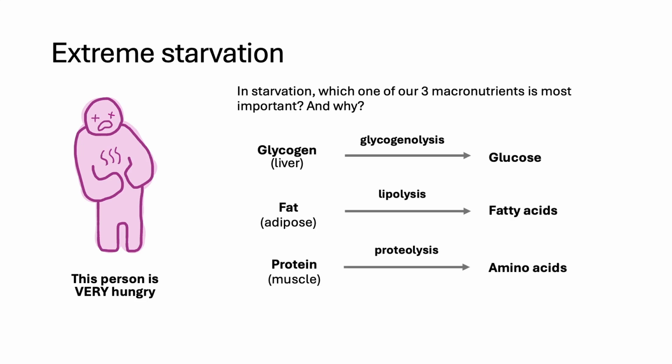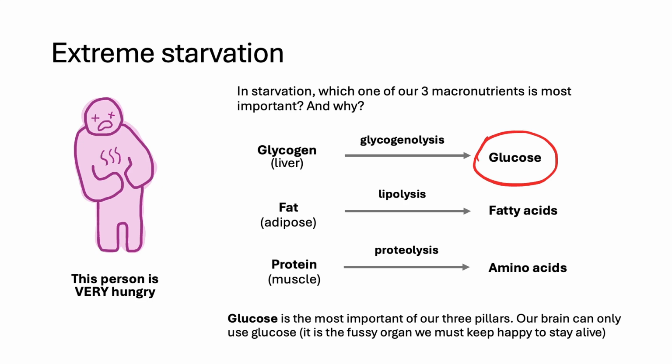The answer is it is glucose. Glucose is the most important of our 3 pillars. Why is that? Well, it is because our brain can only use glucose. Our brain cells cannot burn fatty acids and it cannot burn amino acids. It is a very fussy organ, and it is the most important organ that takes priority. And so our body will try and keep the brain happy. And it does this by trying to maximize glucose at the expense of fat and protein.